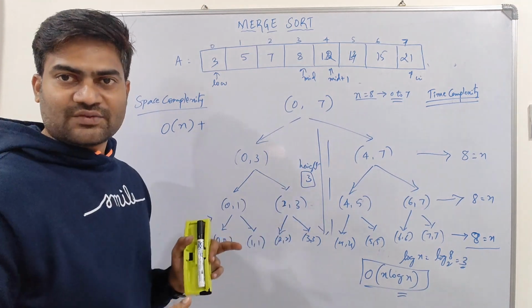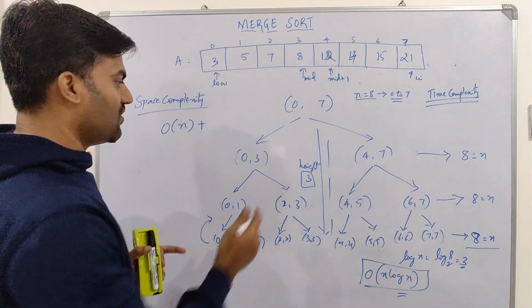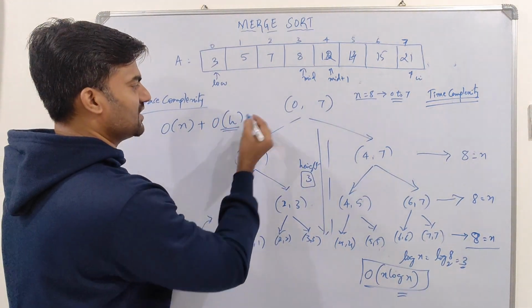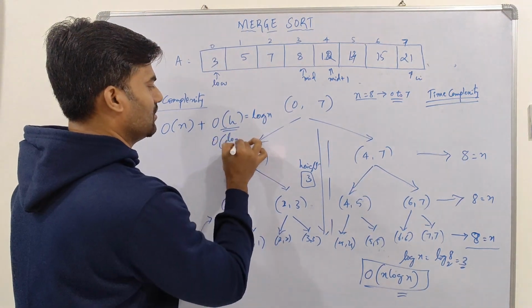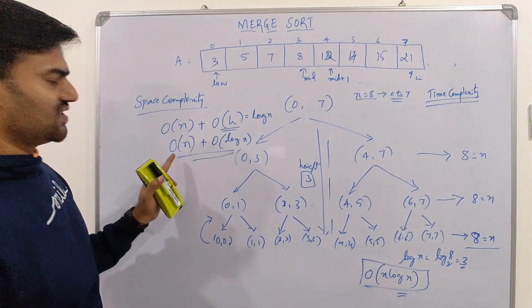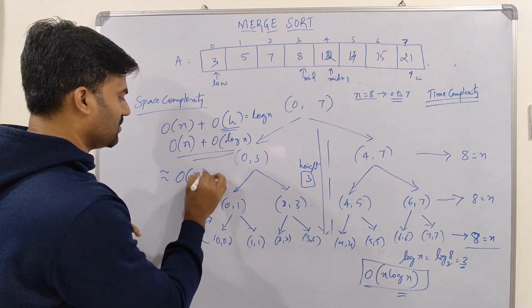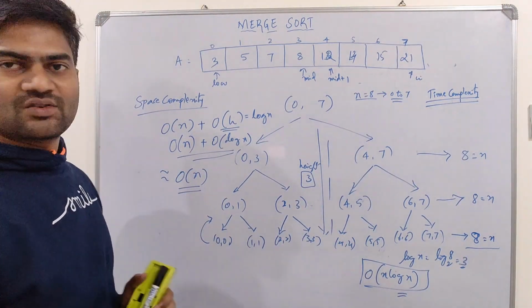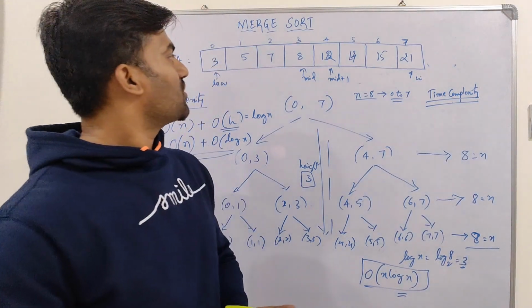That's why its space complexity is order of n plus, since it is a recursive function, it takes an auxiliary stack space which is of the order of its height. Height means it is equal to log n. So order of log n. So order of n plus order of log n. But since order of n is bigger, it is close to order of n. So the space complexity for this merge sort is of order n. So this is it about the merge sort.